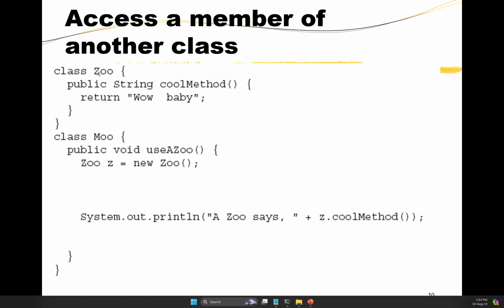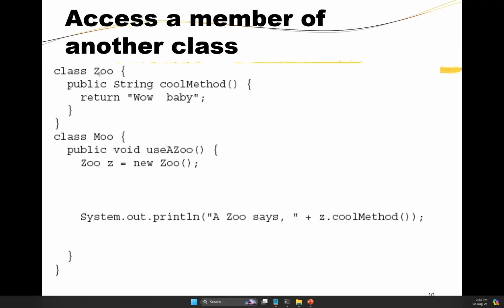First thing, are the classes Zoo and Move in different packages? No, sir. Okay, same package, right? Therefore, the class has default access permission. Therefore, class Move can access the class Zoo, right? Because of the same package level access, we have the default access. Then the use a zoo method tries to create a Zoo object. Is it possible?